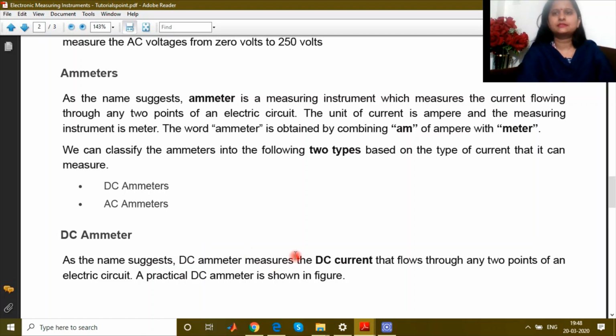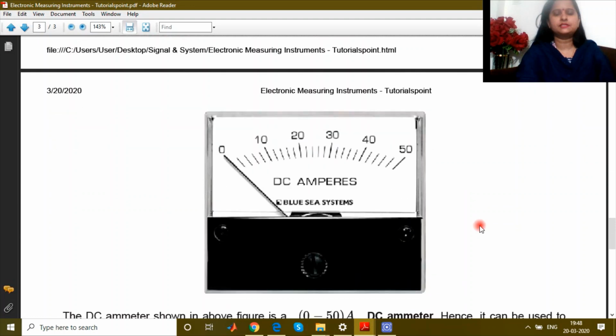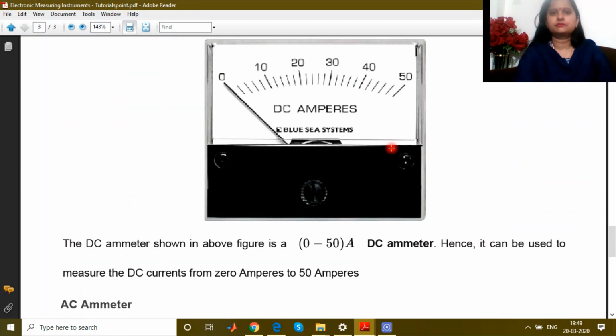So a DC ammeter is a device which is connected in series with a DC circuit and which measures the current in that circuit. This is the circuit diagram of a DC ammeter. Here this is the range of current that is going to be measured by this ammeter, from 0 to 50 ampere. So this particular ammeter will measure the current up to 50 ampere.